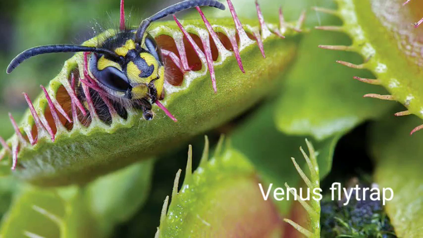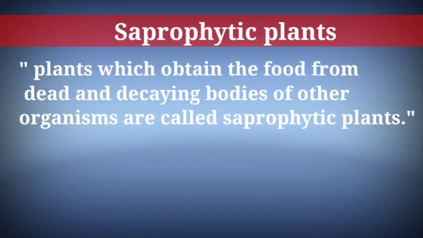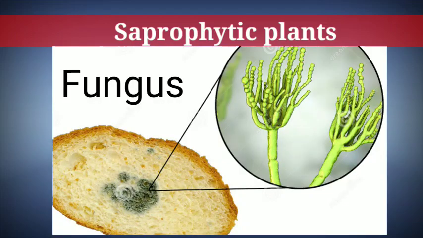A second type of heterotrophic plants is saprophytic plants. Plants which obtain food from the dead and decaying bodies of other organisms are called saprophytic plants. Saprophytic plants actually grow upon the dead bodies of animals or dead parts of different plants. They obtain their food from the dead bodies of animals or plants.